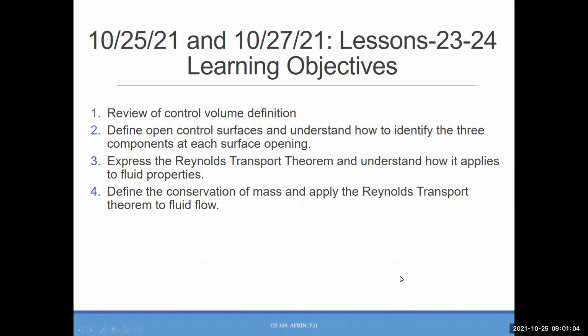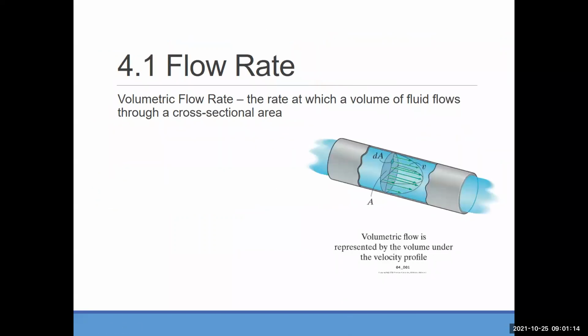So for today, we will start from our Friday's class where we discussed the volumetric flow rate and the mass flow rate and the average velocities and everything. And from there, we will try to come up with the expression for the conservation of mass. And then if we have some time, we will do some mathematical problems. If we don't have any time, we will not do that.